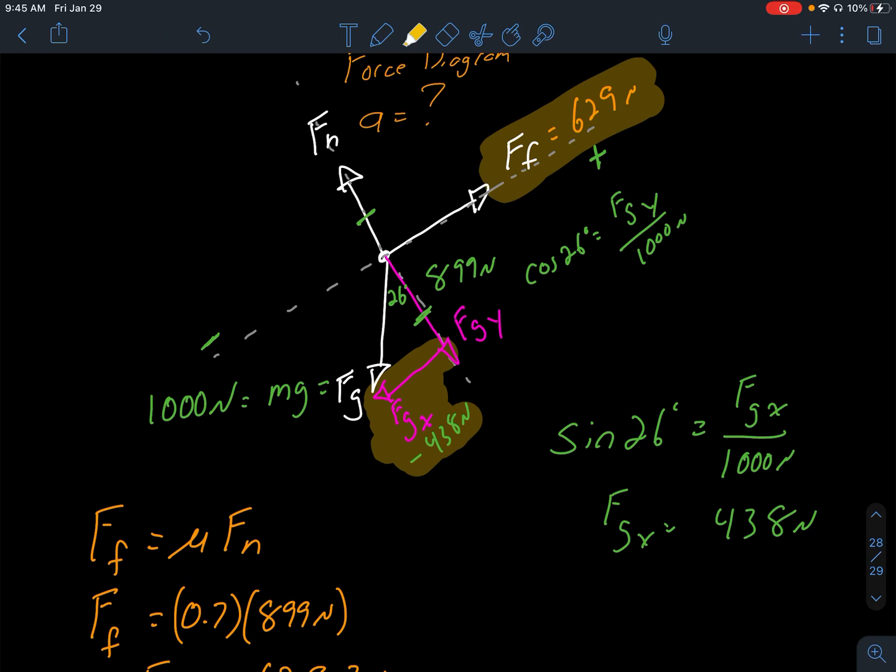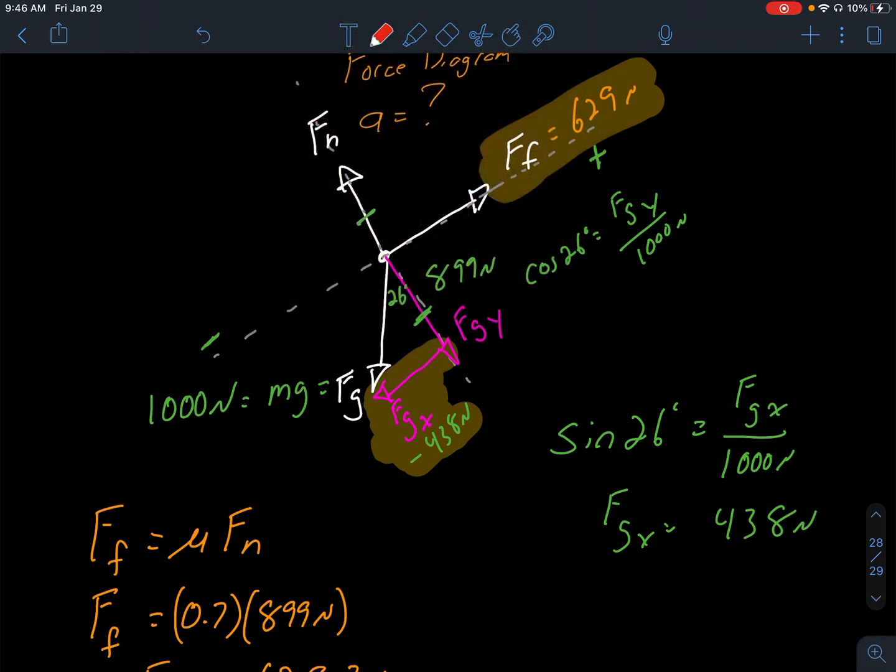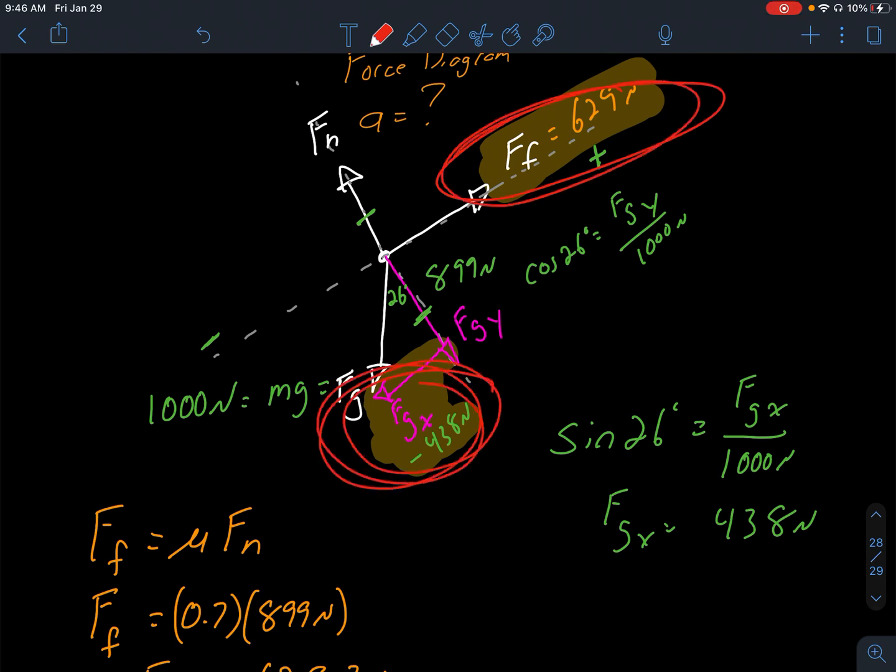So again, we mentioned that, choose a different color here. We calculated the force of friction. We calculated the x component of gravity. One's going up the mountain or hill, one is going down. And the question that we have is, are we going to accelerate? So this is like an advanced problem.